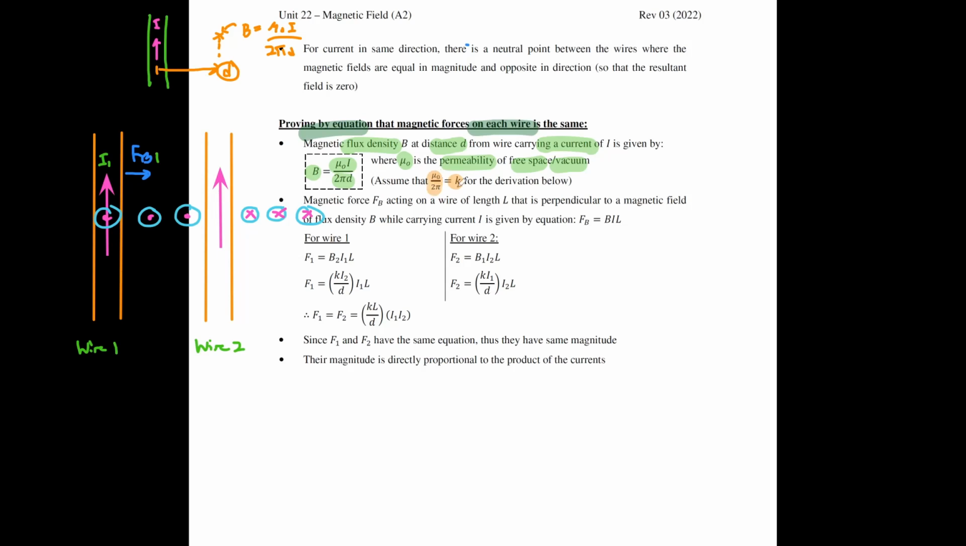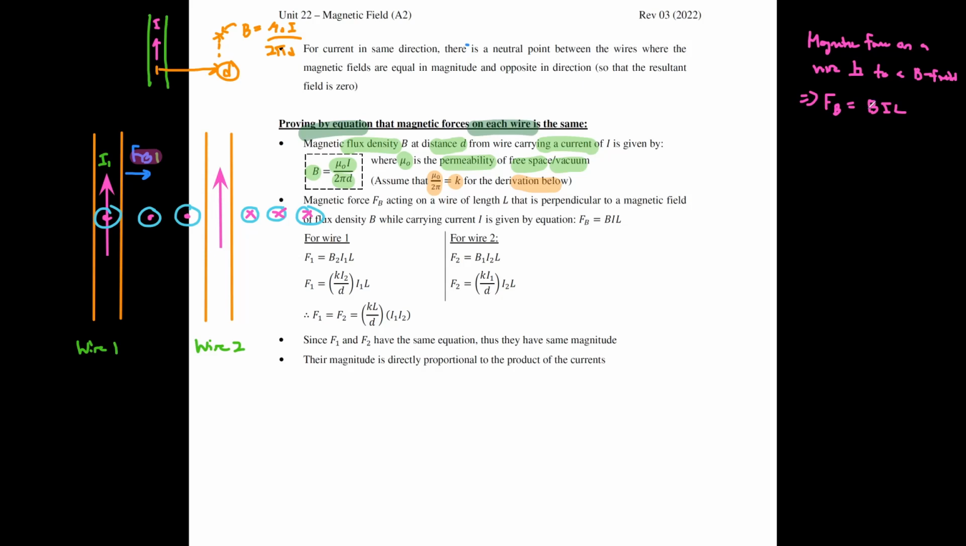We assume that mu naught over 2 pi is just K for the derivation below. So right now, the magnetic force that is acting on wire 1, if you recall what we learned in the last lesson, we learned that magnetic force on a wire perpendicular to a B field or magnetic field is actually FB equals BIL.